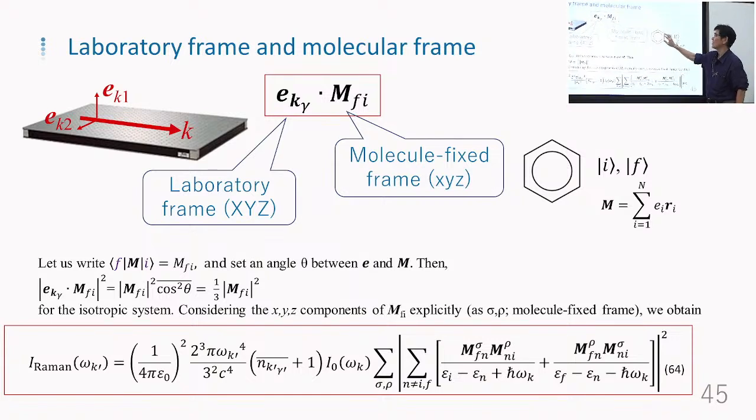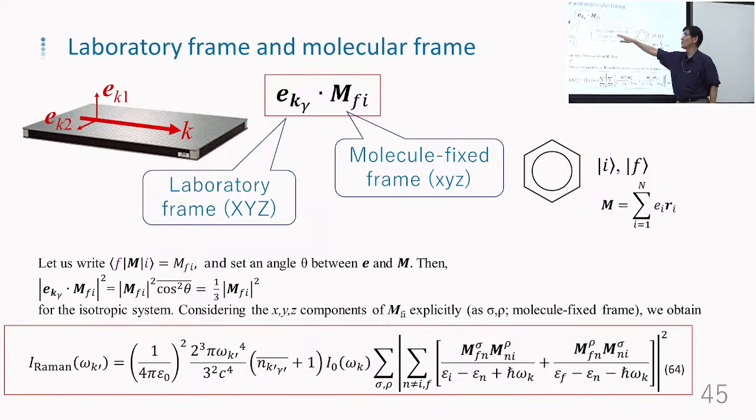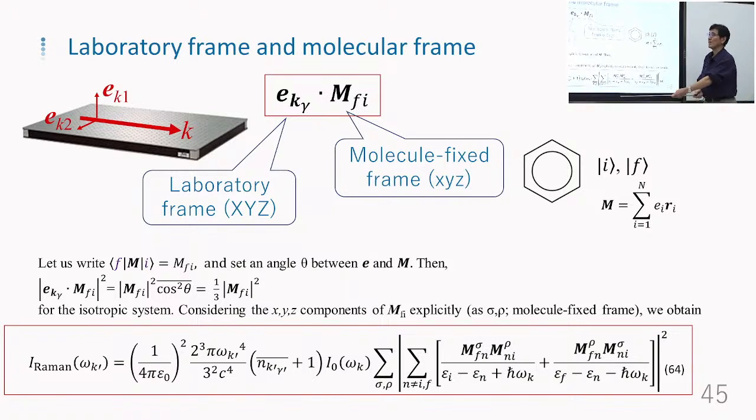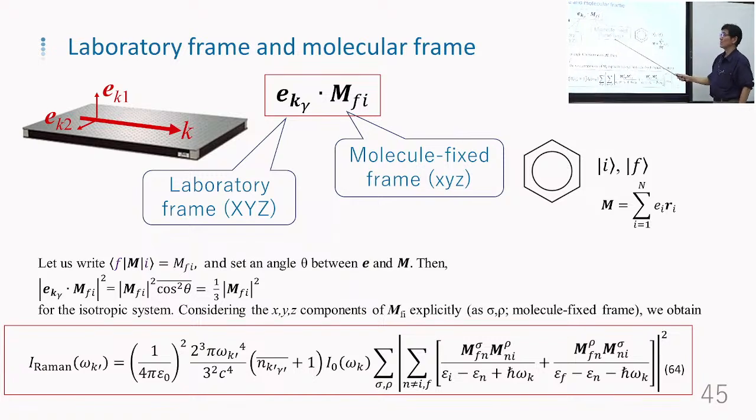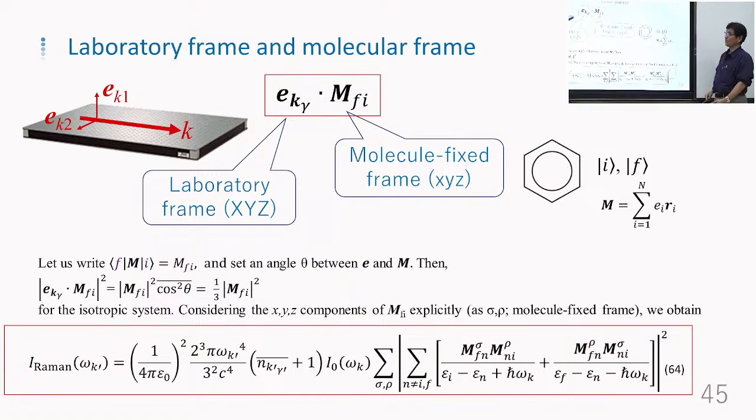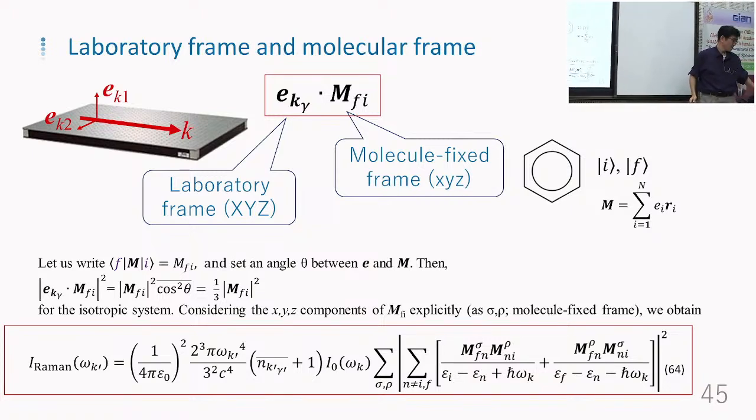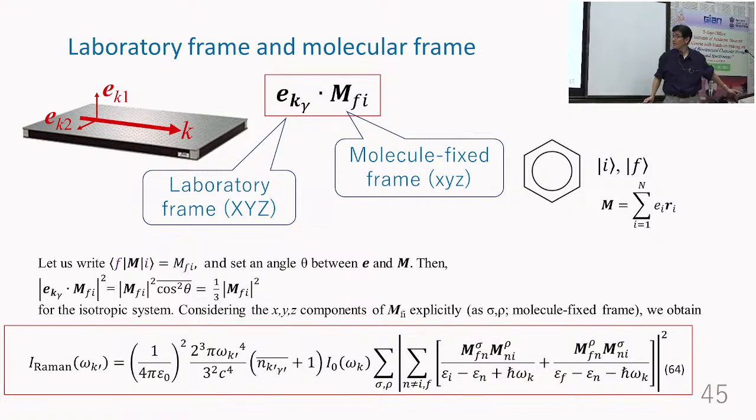There is no reason to use laboratory frame to describe the x direction of benzene molecule. Okay? Always we set the x and y on this figure. So these parameters are defined in molecule fixed frame, not in the laboratory frame. So this is a small xyz.